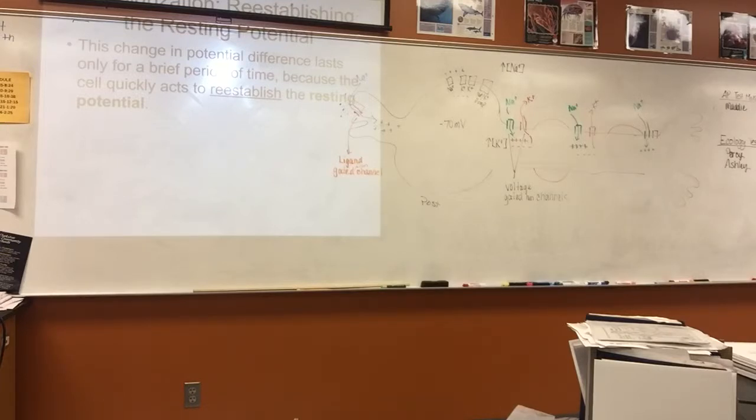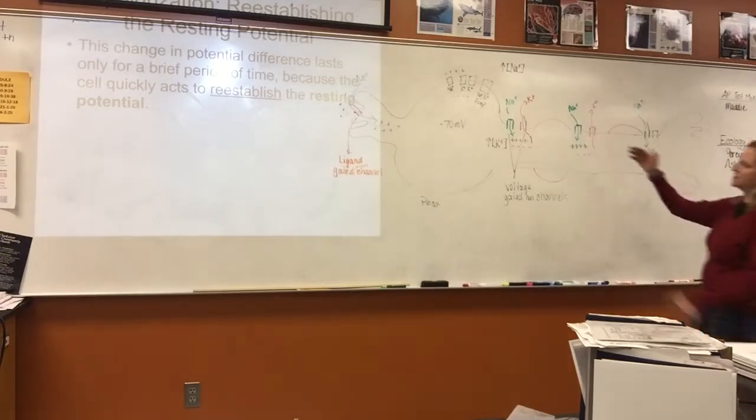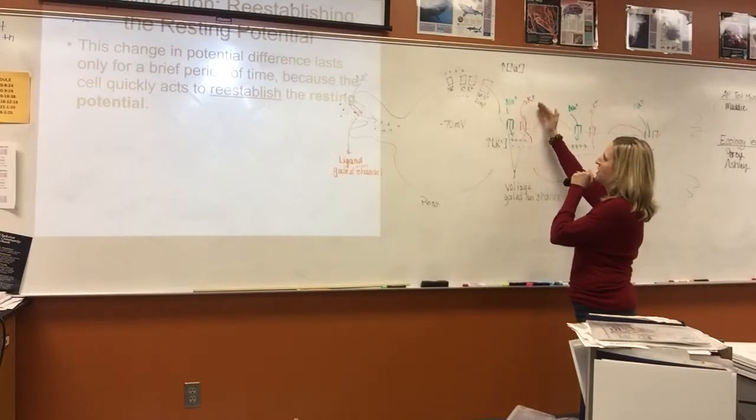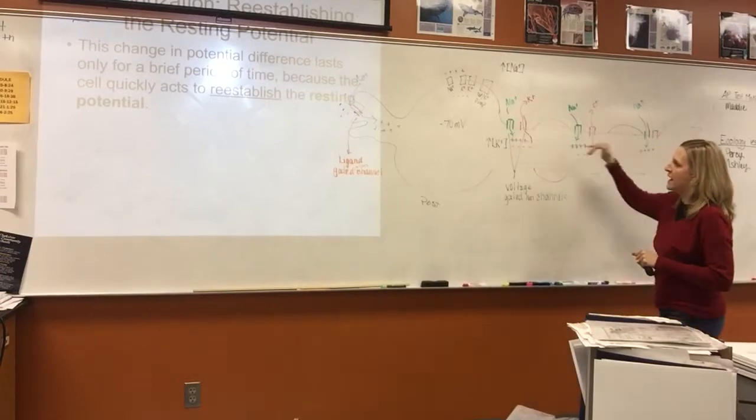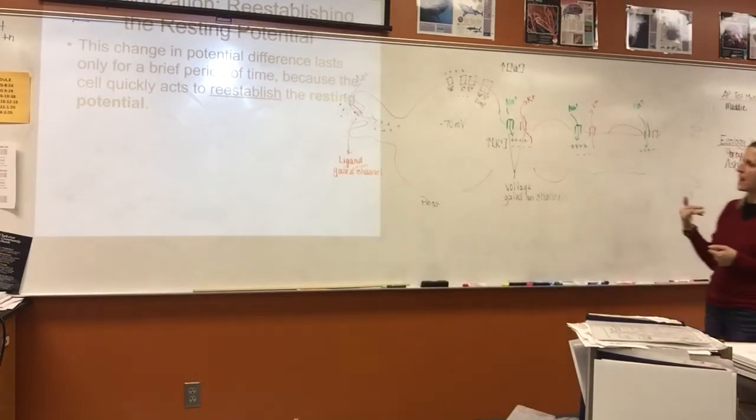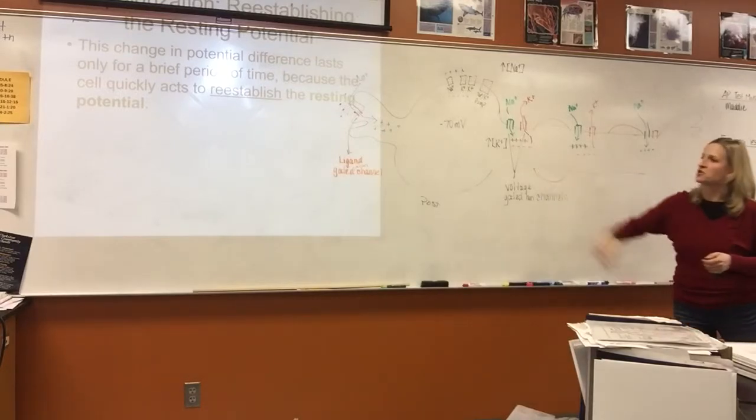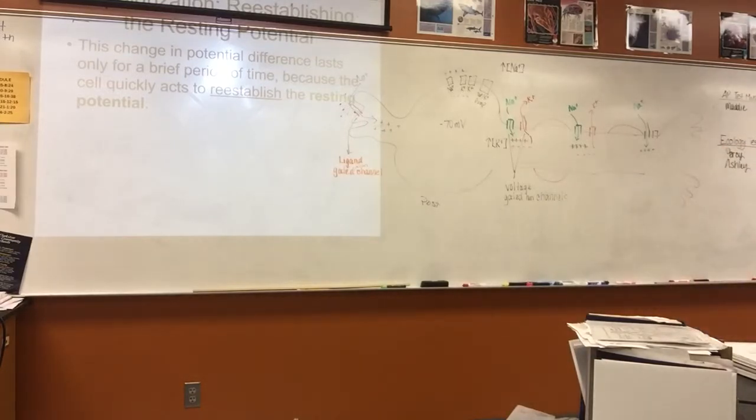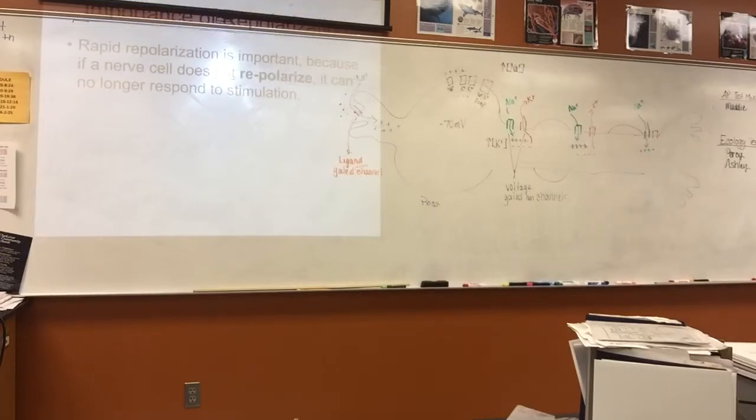So that's the potassium gates. The sodium gates shut and the potassium gates open, and the potassium leaves, bringing the potential back down to negative compared to the outside. That's what that means. So this is important. Rapid repolarization is important because if a certain nerve cell does not repolarize, it can no longer respond to stimulation. So it repolarizes and puts it back to normal.